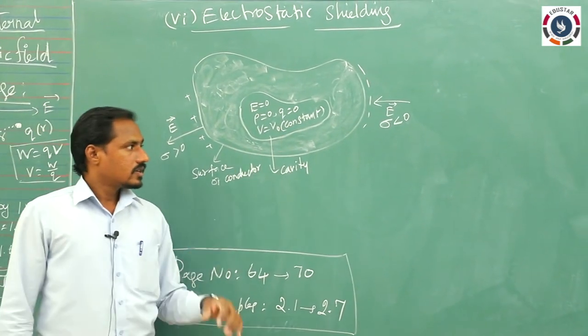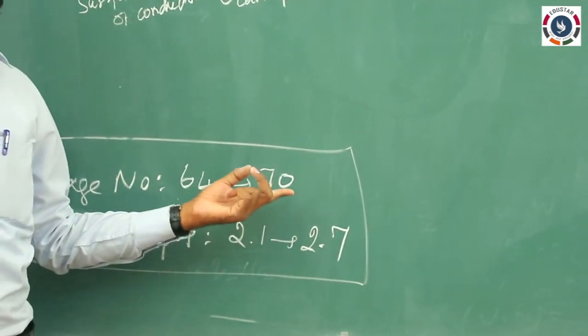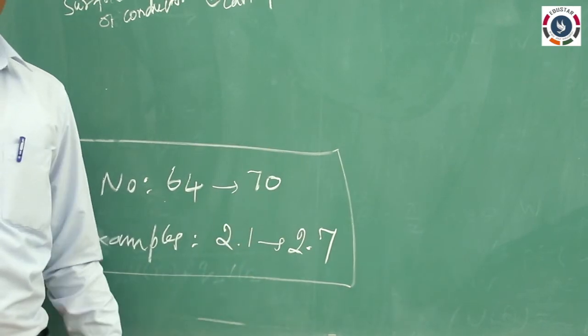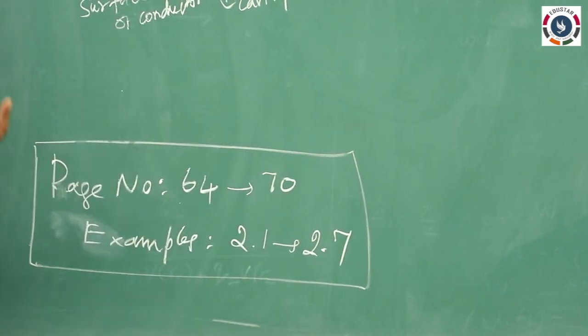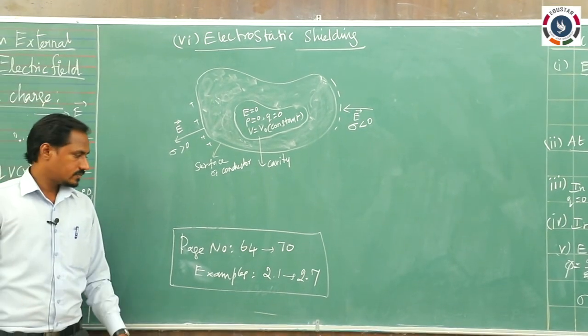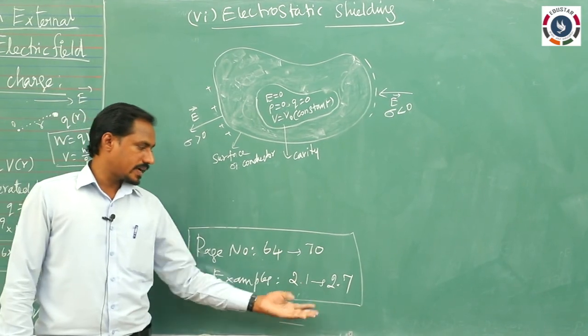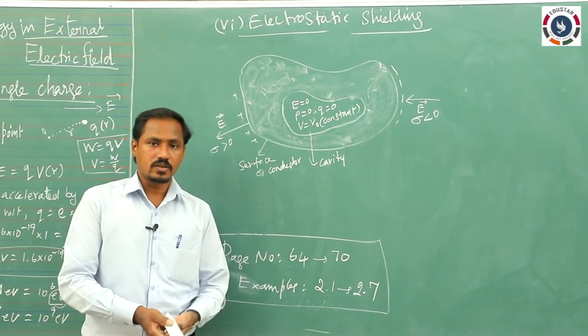So students, refer to pages 64 to 70 in your NCERT book for today's video session, make notes using this video and copy them into your classwork. You can also do the examples from 2.1 to 2.7, and go to the exercise also as you can.